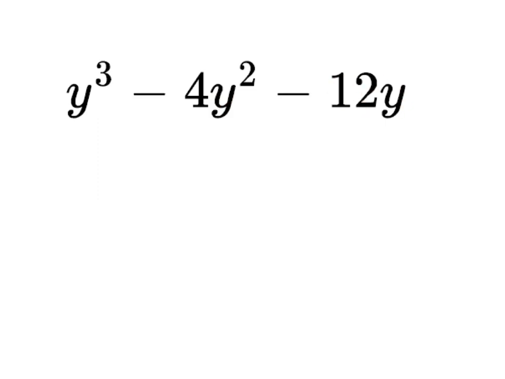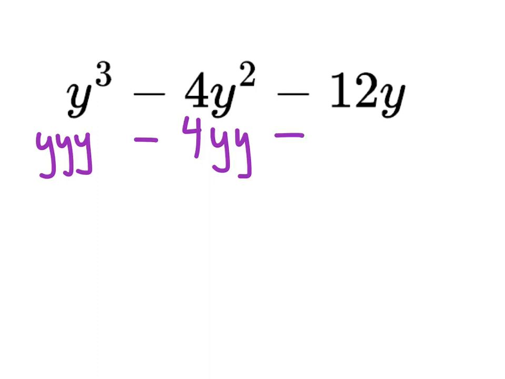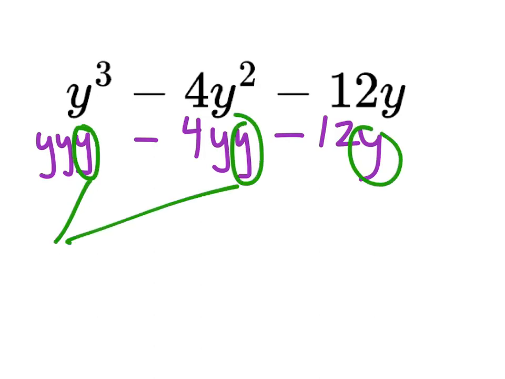So if I were to expand these y's, this first one, y, y, y, second one, and I'll show the negative 4 as well, and then negative 12y. What this means is I can take a y from each of these three terms and pull it out as the greatest common factor.